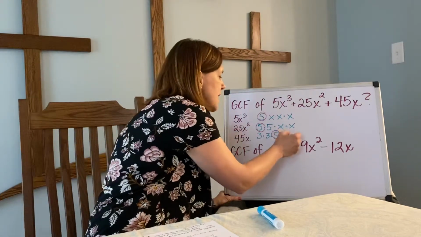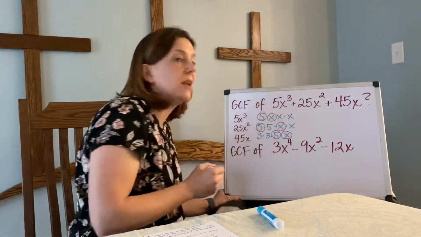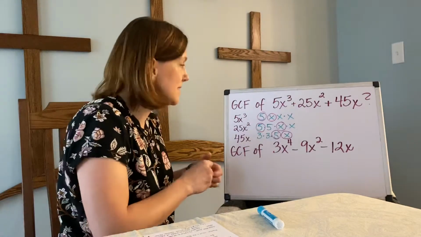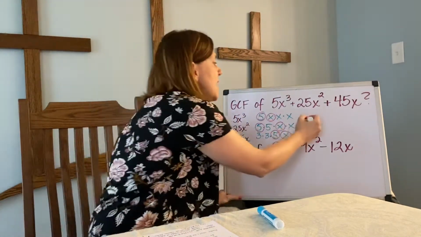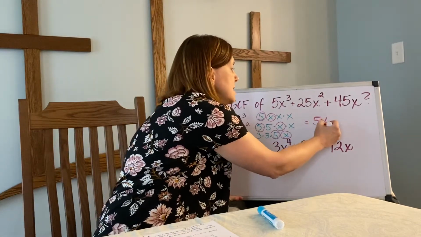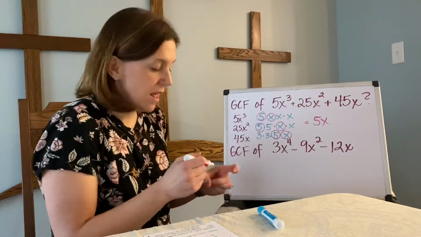Then I'm going to see that they all have an x in common. And there's not enough x's to take any more. I can only take 1. So my greatest common factor of all of these terms is 5x.